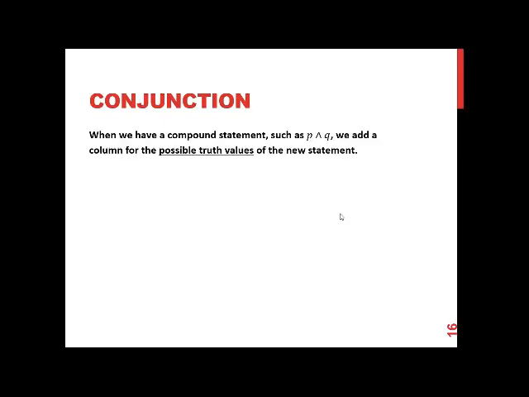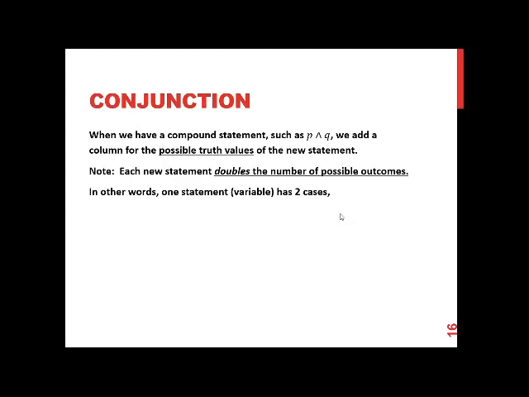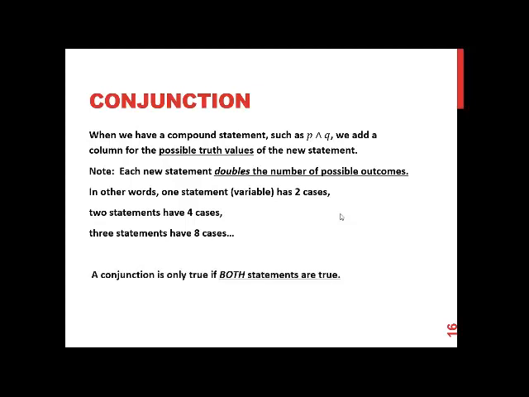Alright, conjunction. The AND statements. When we have a compound statement such as P and Q, we're going to add a column for the possible truth values of the new statement. Note that each new statement or each new letter is going to double the number of possible outcomes. In other words, one statement has 2 cases, 2 statements has 4, 3 has 8, 4 would have 16, and so on. A conjunction is only true if both statements are true.